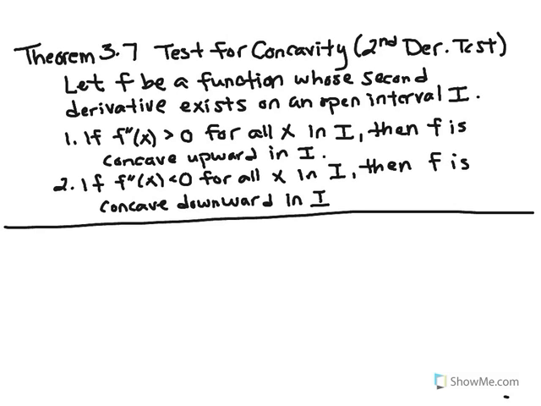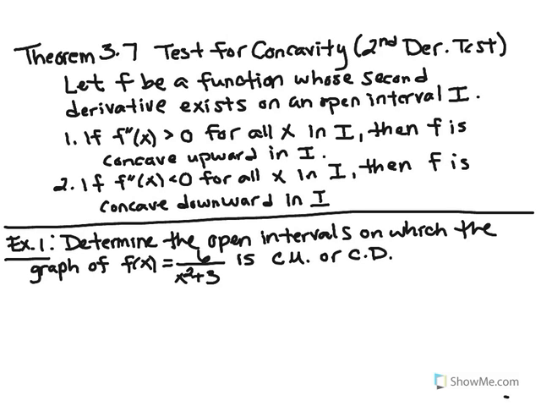First of all, f is a function whose second derivative exists on an open interval, which we call I. So if we look at number 1 here, it says if f double prime of x is greater than 0 for all of the x values in that interval, then f is concave upward in that interval. And the same goes for if f double prime is less than 0, then everything is concave downward in the interval. So let's take a look at an example that applies this rule.